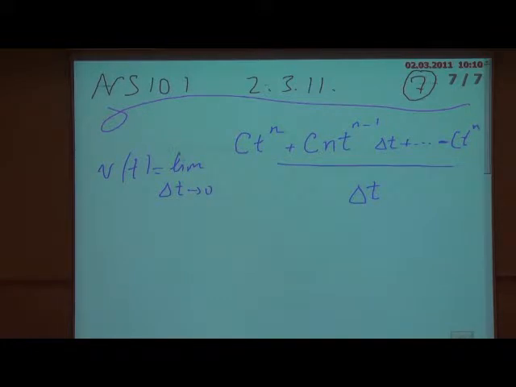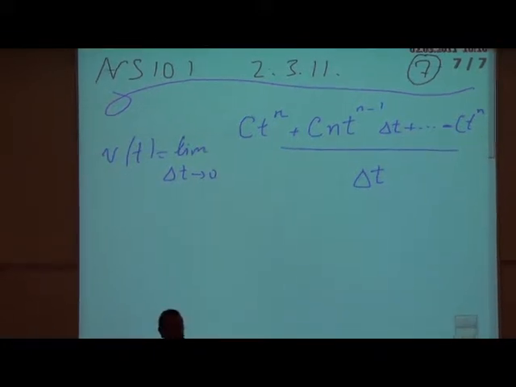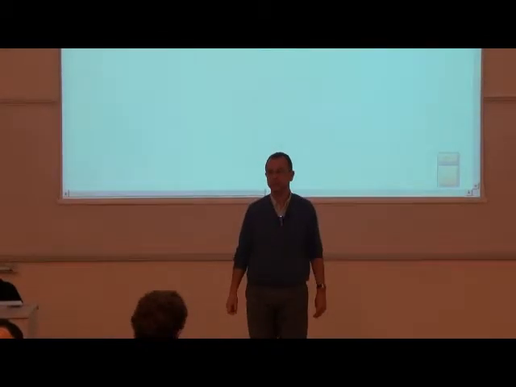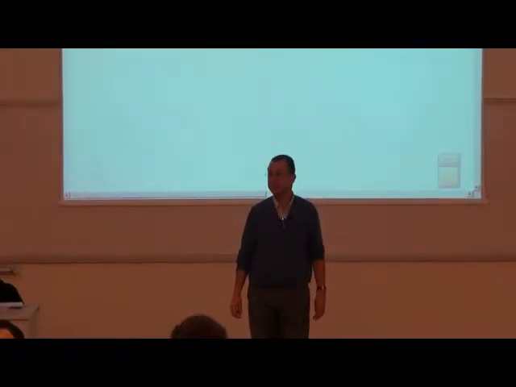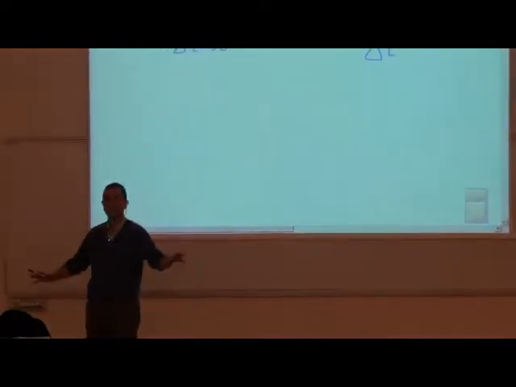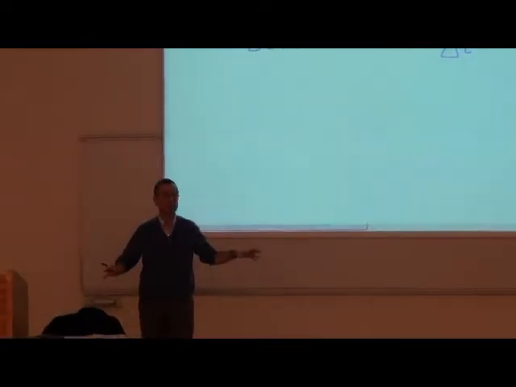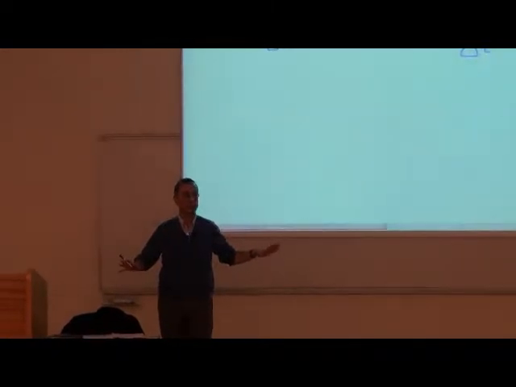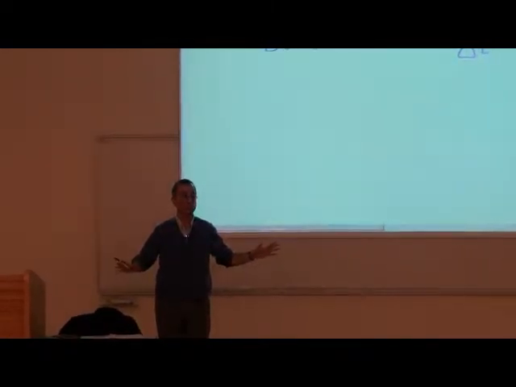I just put there c times t plus delta t to the n. I didn't write all the terms because I know that delta t will become 0 and things will drop out. So I just put the first term there. Okay? Clear? Now let us proceed. Any questions here? You're all following? Yes? Okay.